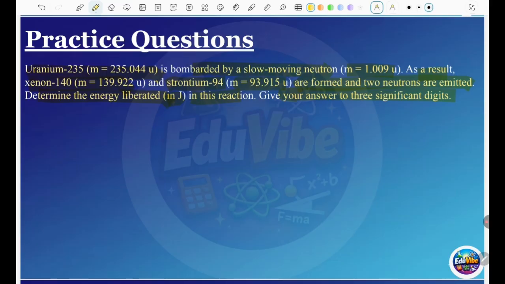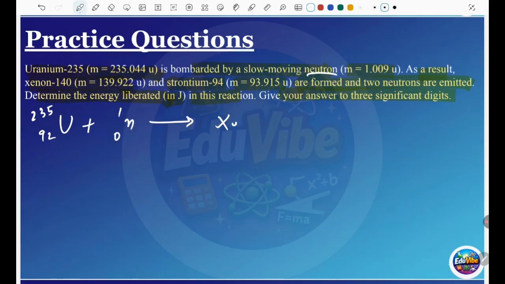So it is a long calculation-based question. What are the reactants? Firstly we have uranium-235, 92. Then we have a neutron, which has 1 and 0. Then as products, as a result, we get xenon-140, which has 54. We have strontium-94, 38. And we have 2 neutrons emitted at the end.